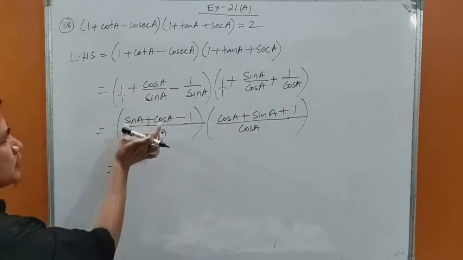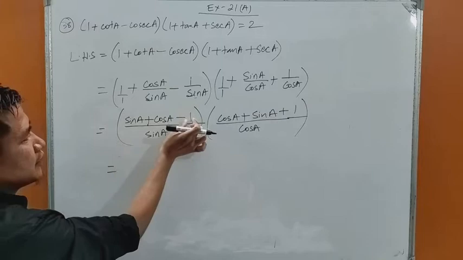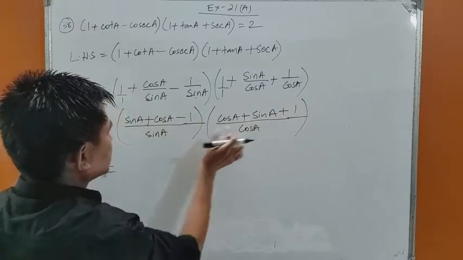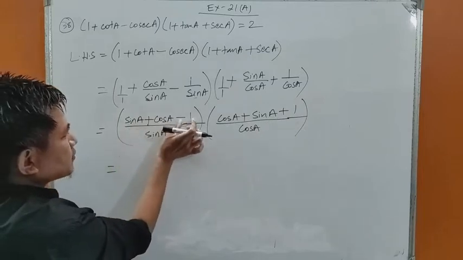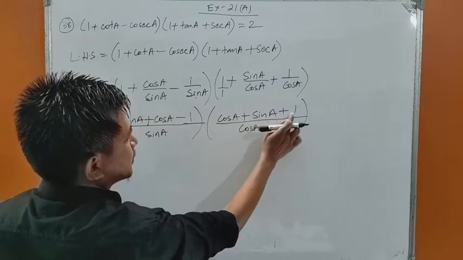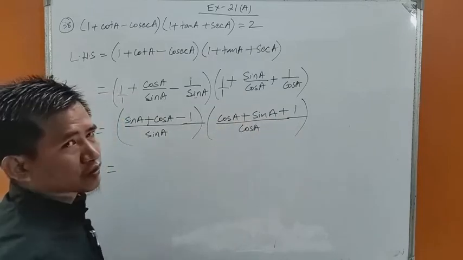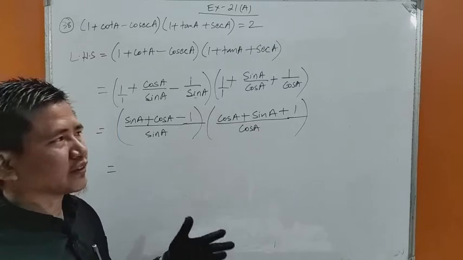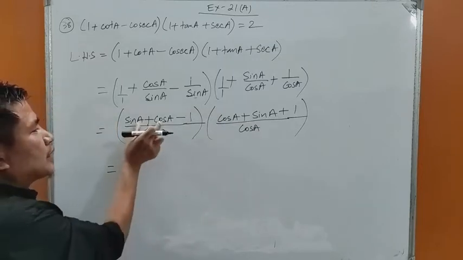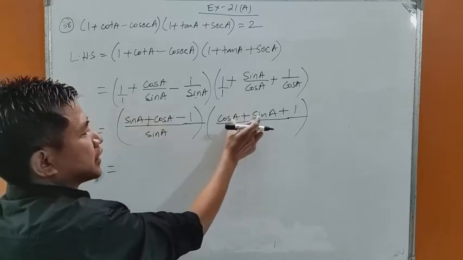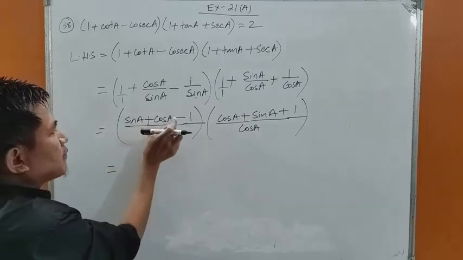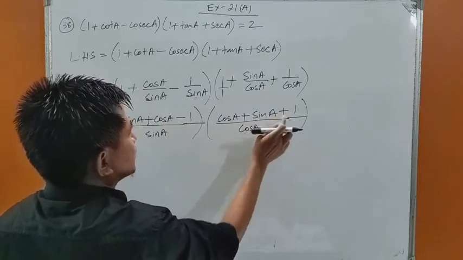So now let's assume this sin A plus cos A as A and 1 as B. Sin A plus cos A is A, and this one is B. So A minus B, A plus B. Cos A plus sin A and sin A plus cos A are the same thing, like 2 plus 3 and 3 plus 2, both give 5, isn't it? So A minus B into A plus B, isn't it?